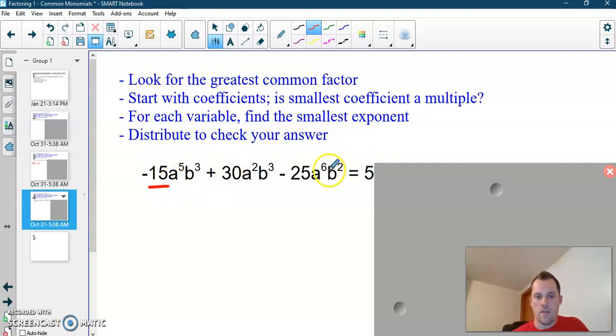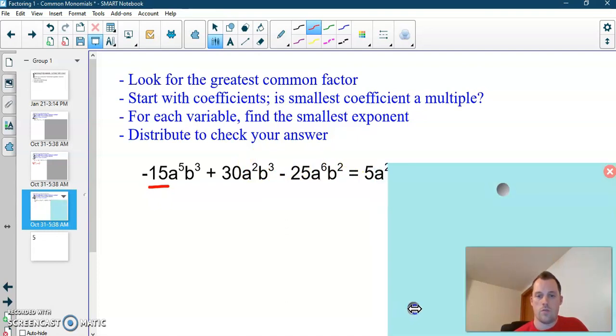They all have an a. So again, I look at the smallest exponent. We got a 5 and a 2 and 6. So we can factor out a squared out of each of those three terms. And they all have a b, and we've got 3, 3, and 2. So we can factor out b squared out of each. So that's our greatest common factor, that common monomial we're pulling out front.